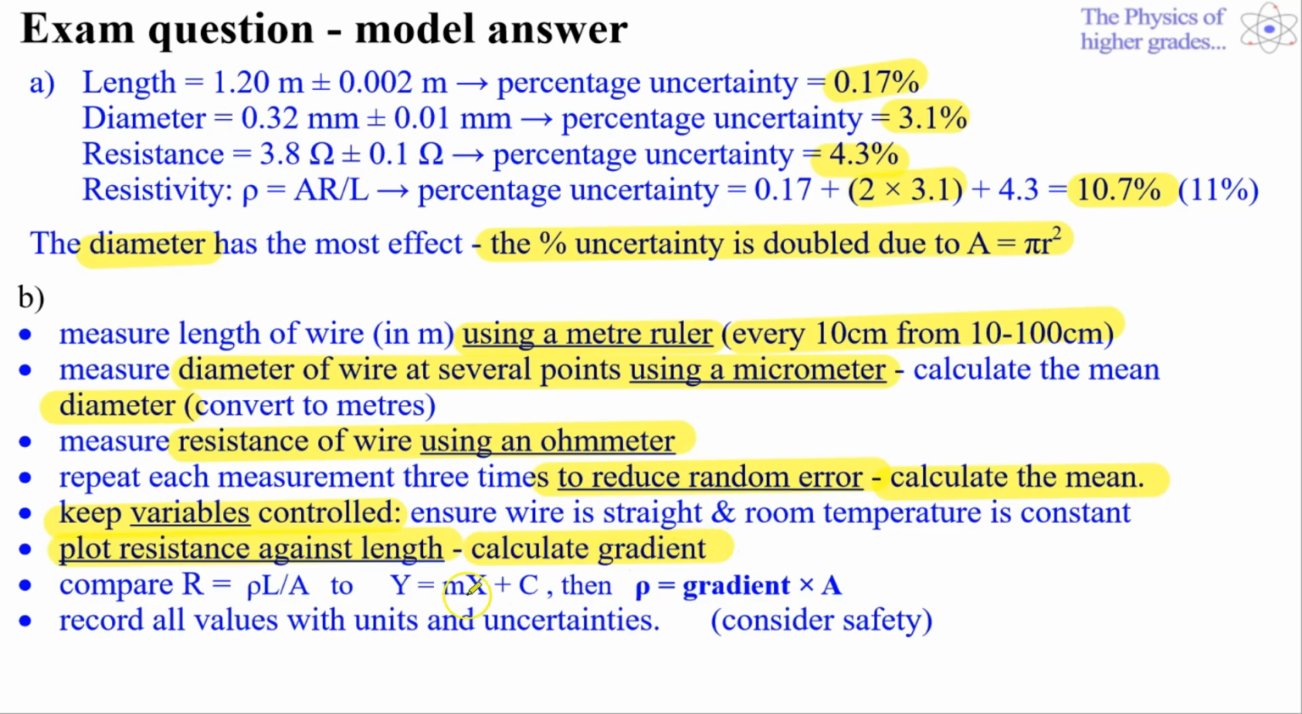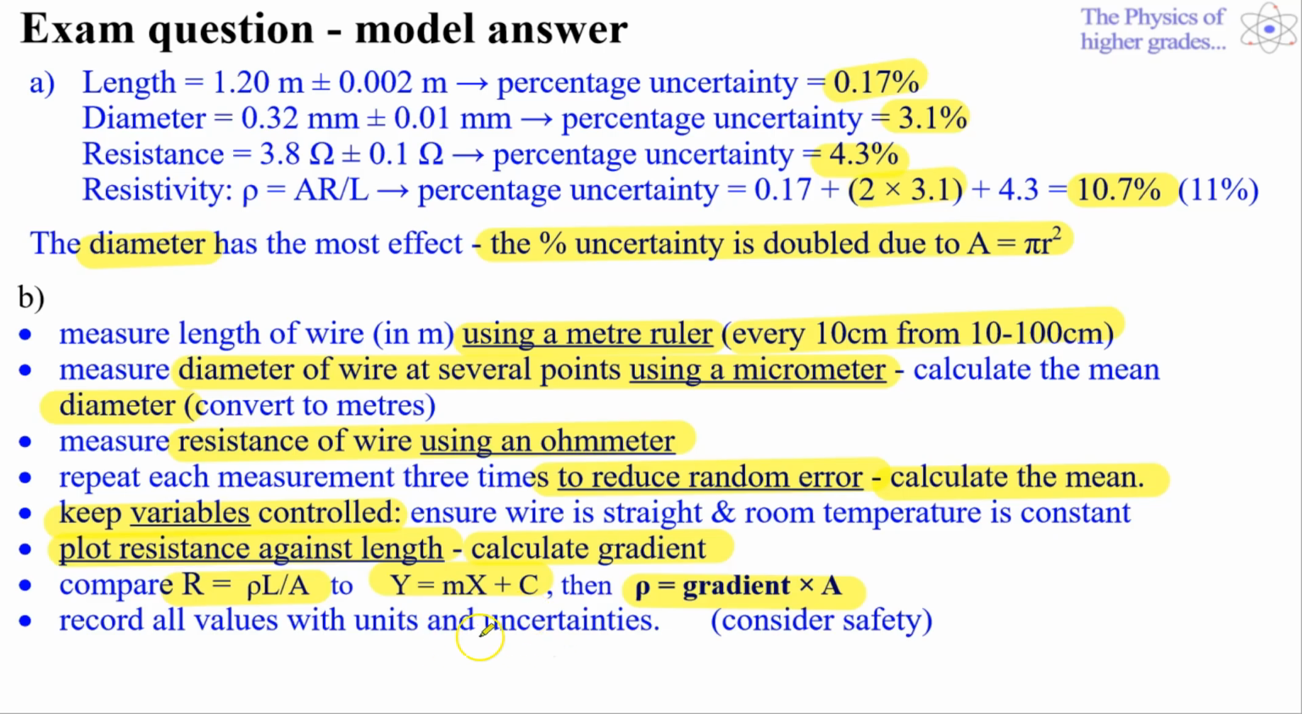Calculate the gradient of the line of best fit. And then we've got the formula, and we equate that to y equals mx plus c. So if R is the y variable and L is the x variable, then m represents rho over A. So rho is equal to the gradient multiplied by A. Really, really important. Very often students just say, plot the data and use it to find the resistivity. So you're losing a couple of marks there.